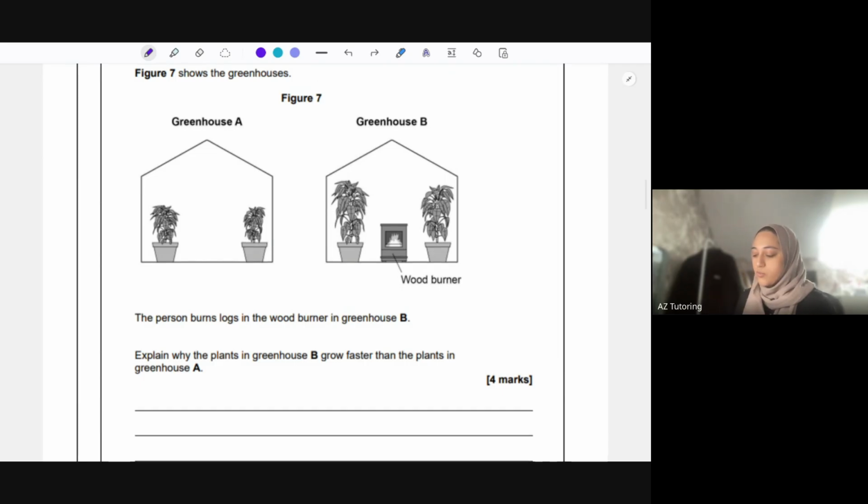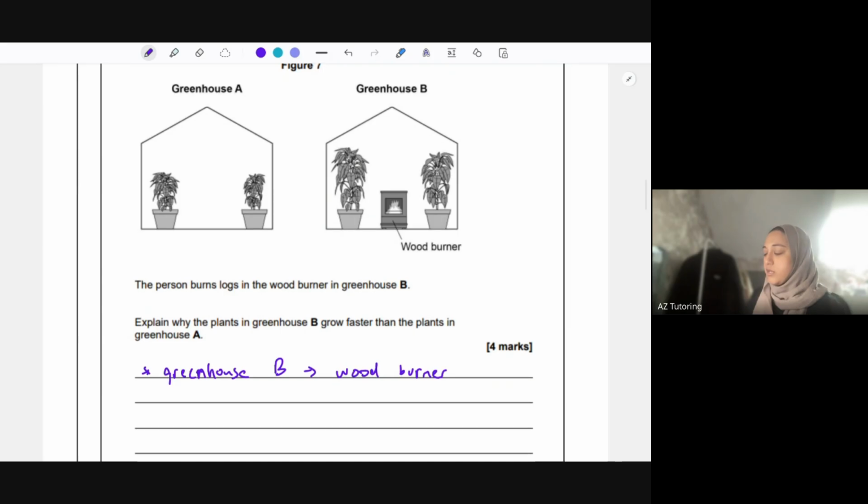So what is that wood burner doing? Essentially, it's increasing the temperature of that greenhouse, right? So that's the first thing you want to say. In greenhouse B, the wood burner is increasing the temperature compared to greenhouse A. So you've got 1 mark for explaining what's the difference.